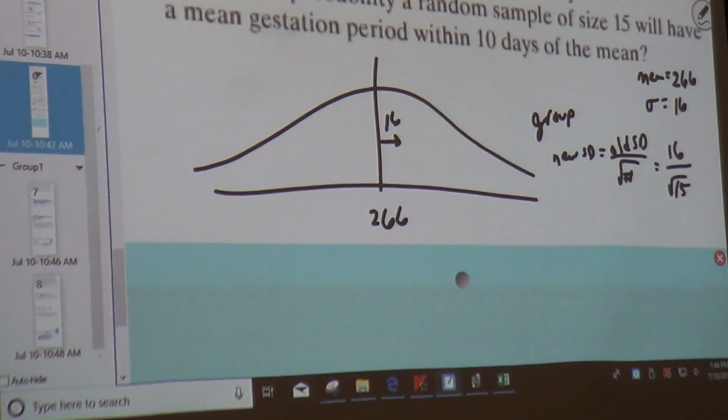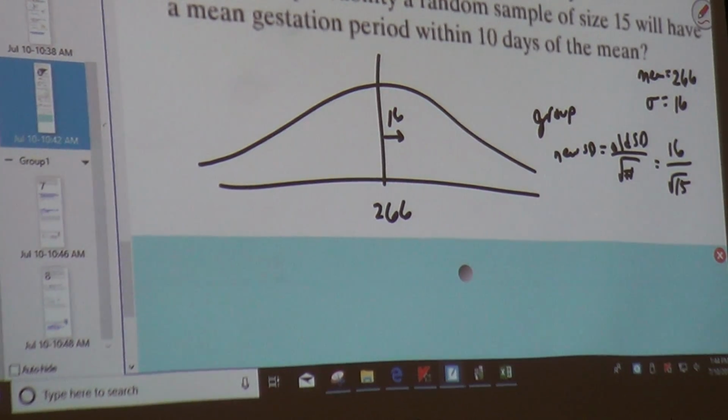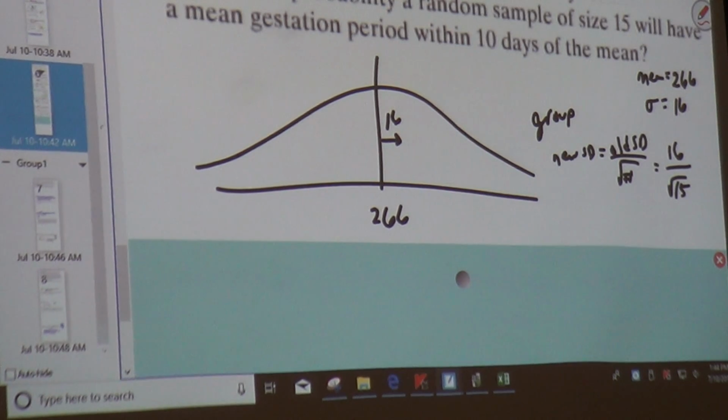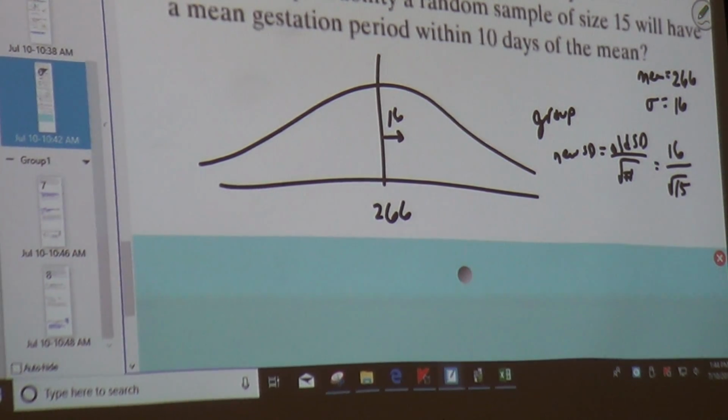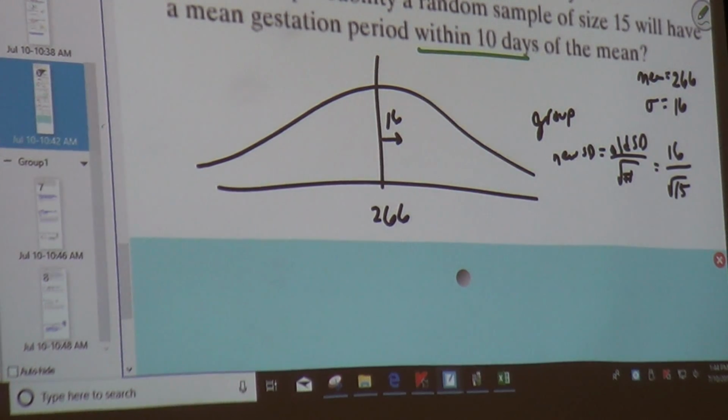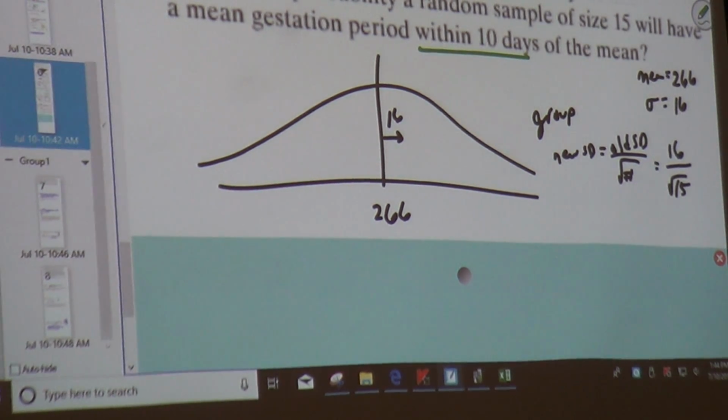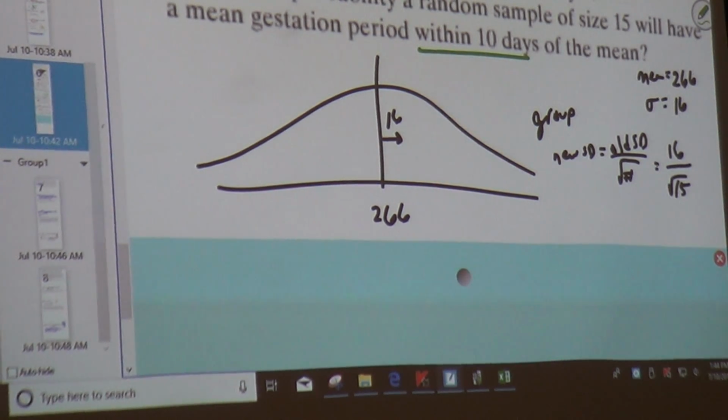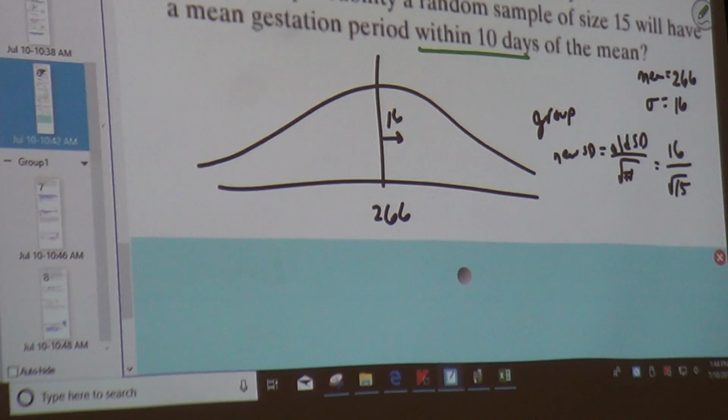Now, it says we're doing the probability, which means we're trying to find the shade. Now we've got to figure out within 10 days. So that means I want to give birth within 10 days of the average. So I'm going to subtract 10 days and I'm going to add 10 days. So it's going to be from 256 to 276.